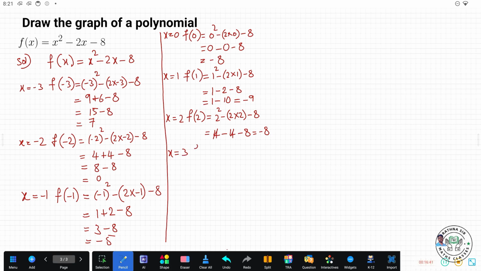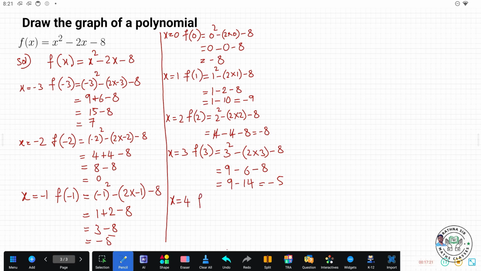Okay, so f of 3. F of 3 is what? 3 square minus 2 into 3 minus 8. So 3 square is 9, minus 2 3s are 6, minus 8. So 9 minus 6 minus 8 is minus 14. 9 minus 14 is minus 5, right? So we will take one more, x is equal to 4.